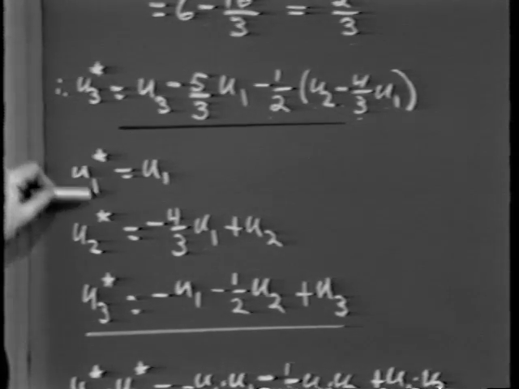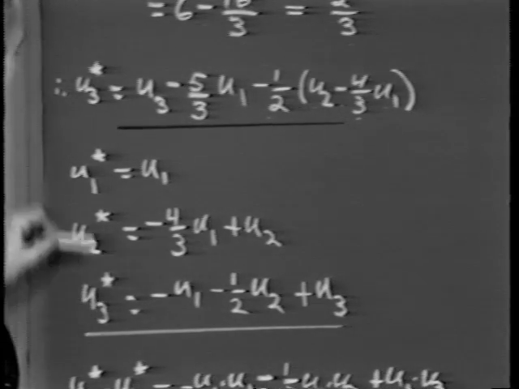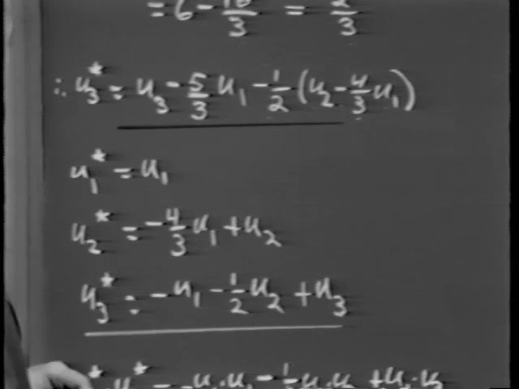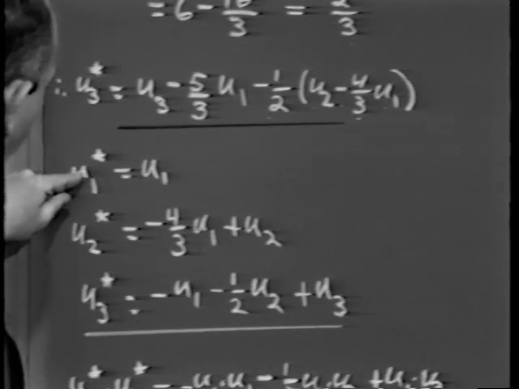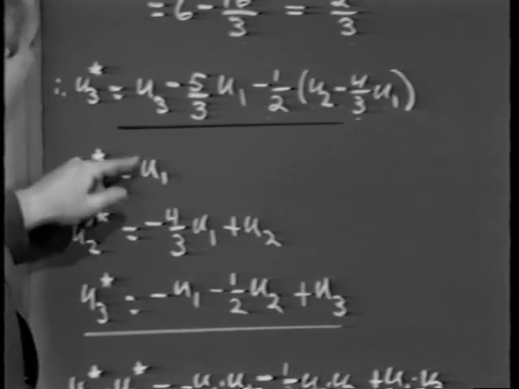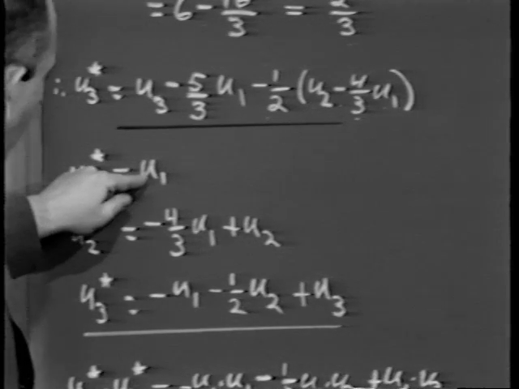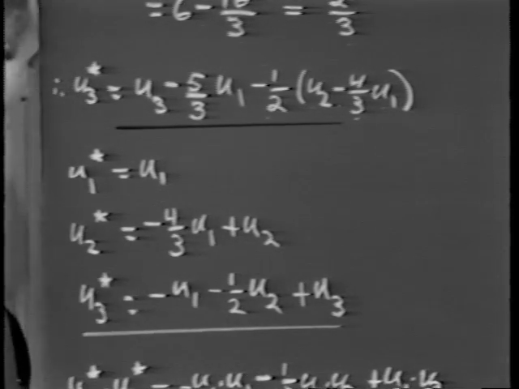First of all, my claim is that they're orthogonal, and secondly, they span the same space as u1, u2, and u3. And it's clear why they span the same space as u1, u2, and u3. Namely, they're linear combinations of scalar multiples of u1, u2, and u3.